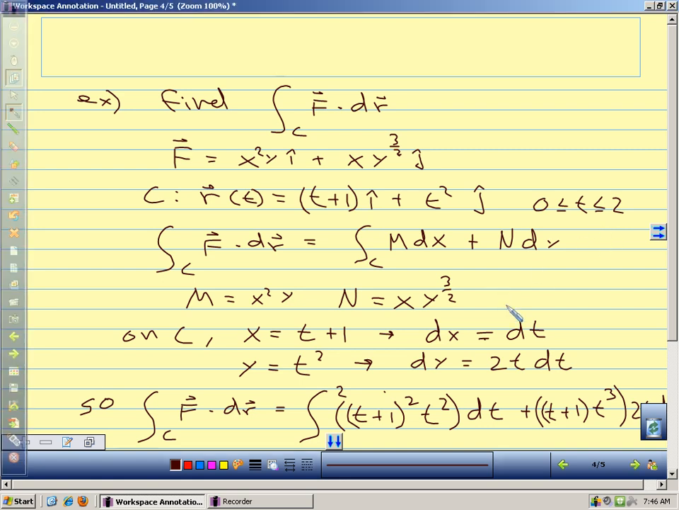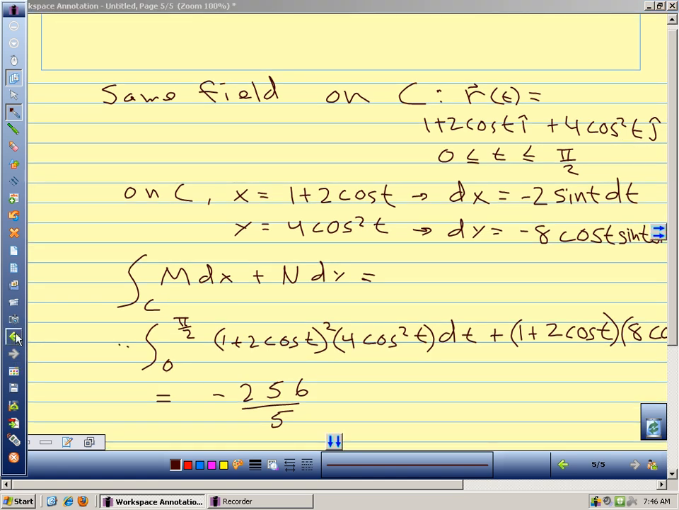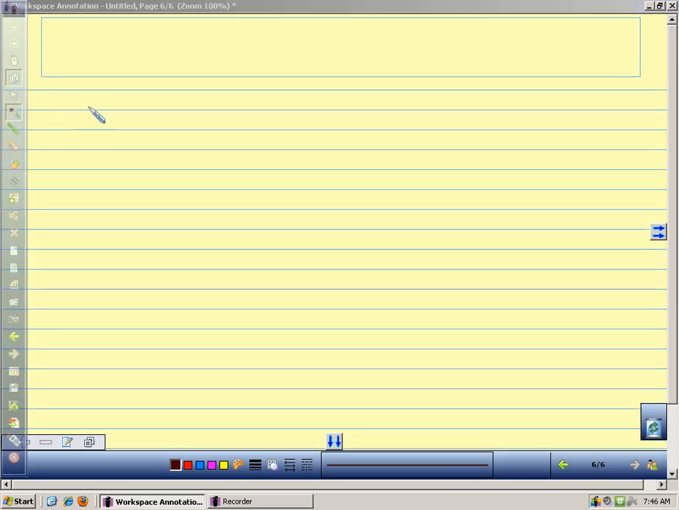So any ideas what might have happened here? No? All right, let's take a look. So Emily says same path but different orientation. So let's take a look at our starting and end points. On the first curve, r of 0 gives me 1, 0.